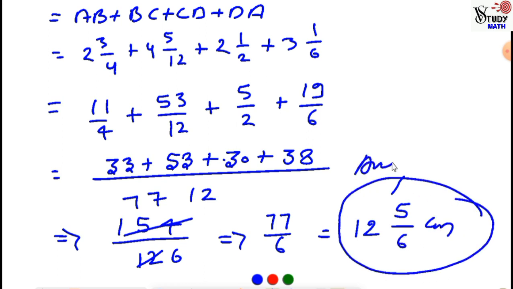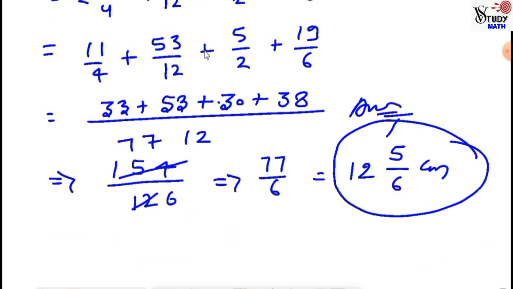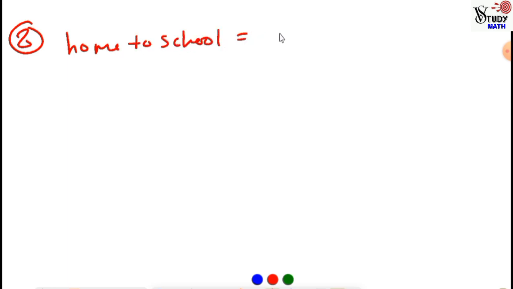Okay, very good. Now in this video I have solved up to question number 7. Now move to question number 8. Question number 8 is there. Rohit travels 1 1/8 kilometer from home to school. So in short, the home to school distance is given here as 1 1/8 kilometer.